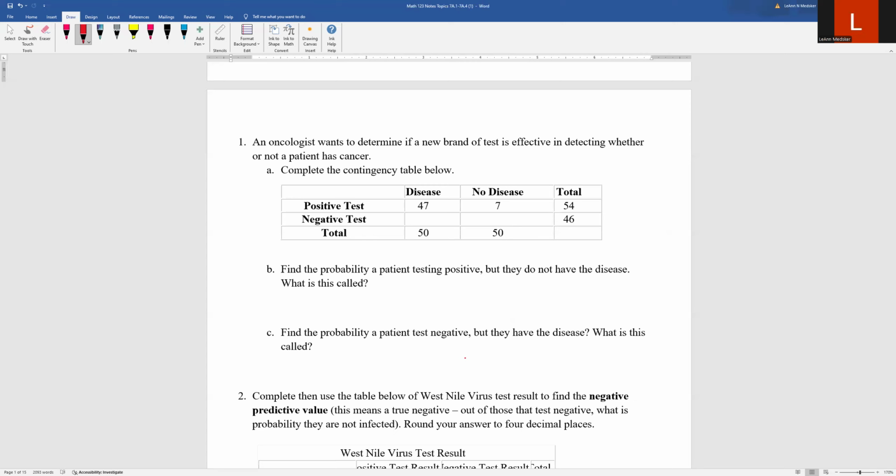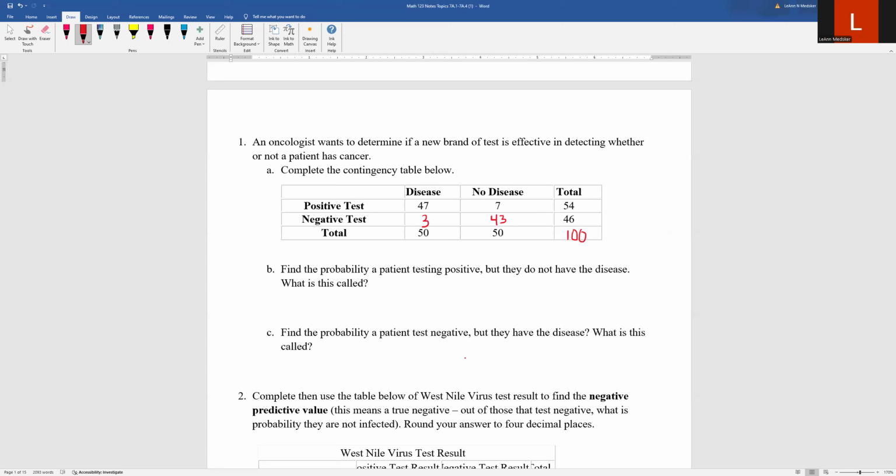So 47 to add to 50, we'd need 3 people in that group. We would need 43 in this group. Notice that adds to the 46. And if you add either the 2 row totals or the 2 column totals, you'll notice that they tested 100 people. Okay, so what is the probability that a patient tested positive, but they do not have the disease?